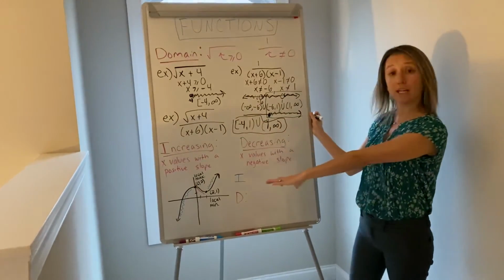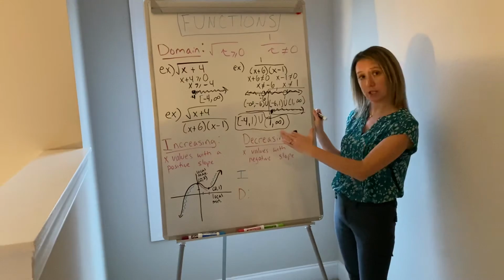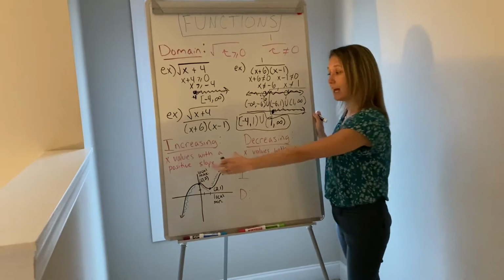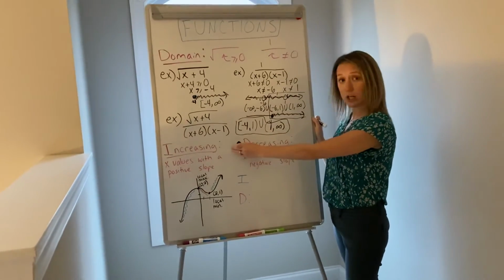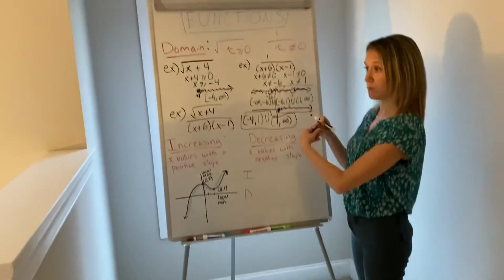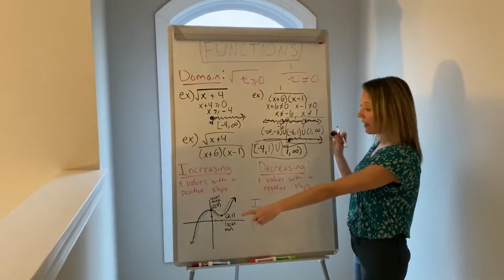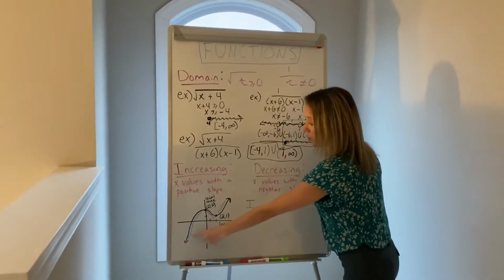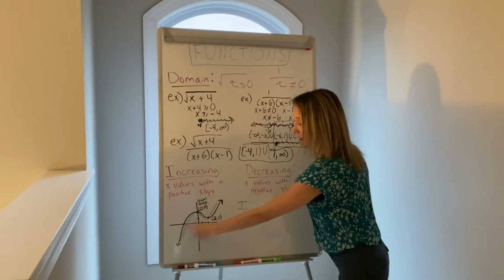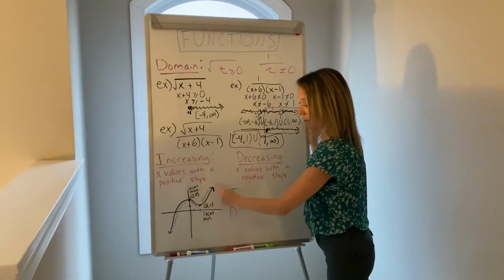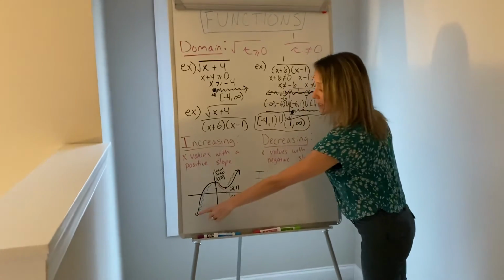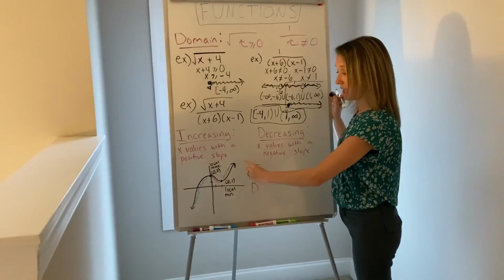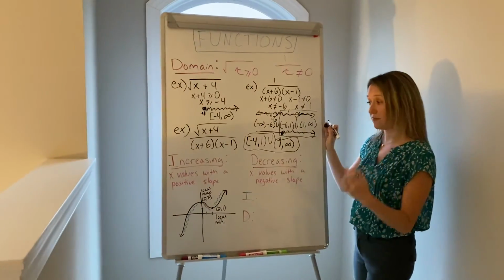Now, if we're looking at a graph and we want to see where things are increasing and decreasing, we're going to look at the x values. And for increasing, find the x values with a positive slope, so going up from left to right. So I highlighted here the ones that have a positive slope would be this piece in blue, because it's positive from left to right, and this piece in blue because it's going up from left to right. These are the intervals where it's increasing, and you always want to do it as your x values.